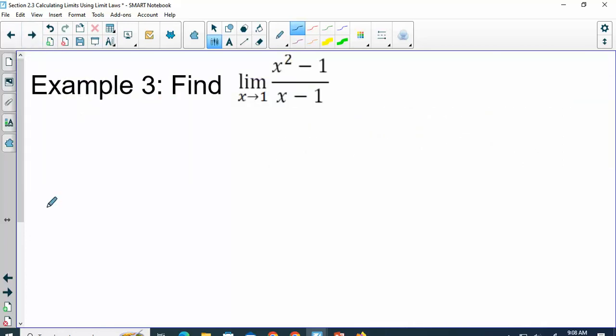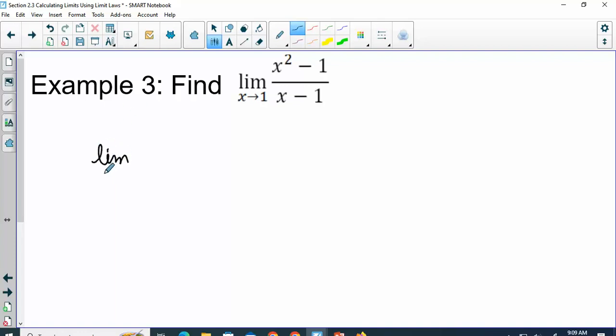All right, let's look at this one. The limit as x approaches 1 of x squared minus 1 over x minus 1. Can I just plug it in? No. Why? Okay, we get 0 on the bottom. So let's go back to things that we know. Is there any kind of algebra we could do that might help us get rid of that problem? Conjugate is a good option if we have radicals.